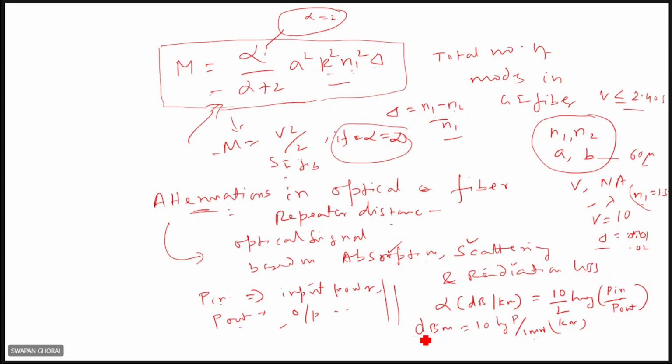And the loss or power can be expressed in terms of dBm, right? Say 0 dBm corresponds to 1 milliwatt. So with respect to this, another unit is also used to describe the power, or loss. But generally alpha is used.